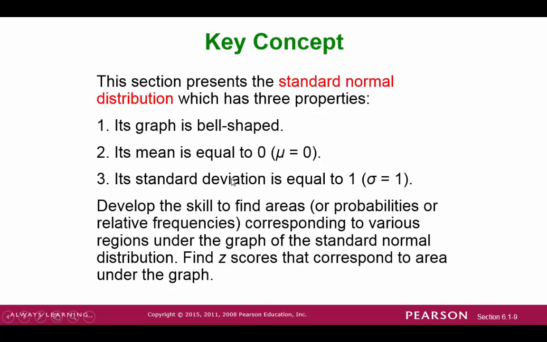Okay, let's focus now on our main idea, which is the standard normal distribution. The standard normal distribution has the following properties. Number 1, it is a bell-shaped curve. Number 2, its mean is equal to 0. And number 3, the standard deviation is equal to 1. So what we're going to do in this section is focus on finding probabilities or finding areas that are related to the standard normal distribution. Later on in this chapter, we will focus on other normal distributions that have a different mean and different standard deviation.